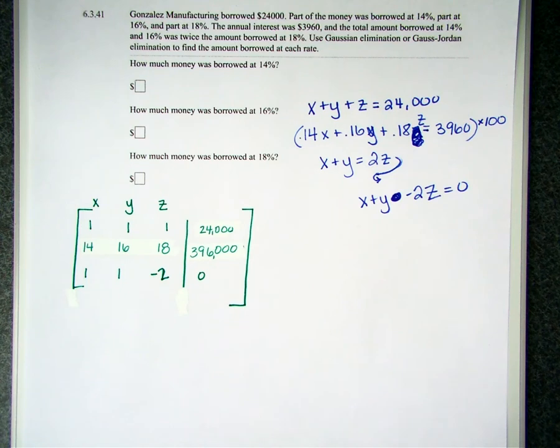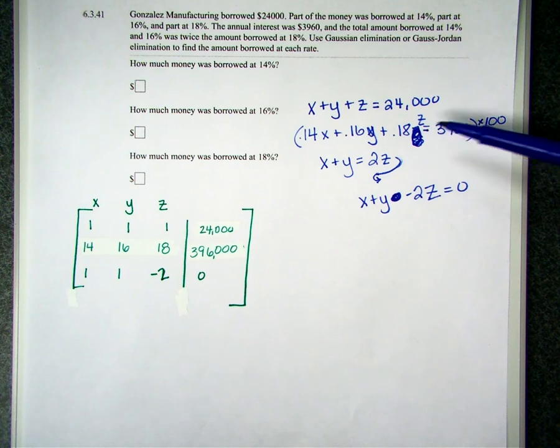We are looking at this manufacturing problem. The first thing we're going to do is set up our equation. So it says the total amount of money borrowed is $24,000. It tells us at each percentage this was the total interest. And then to turn these into equations without decimals, we're going to multiply this entire thing by 100.